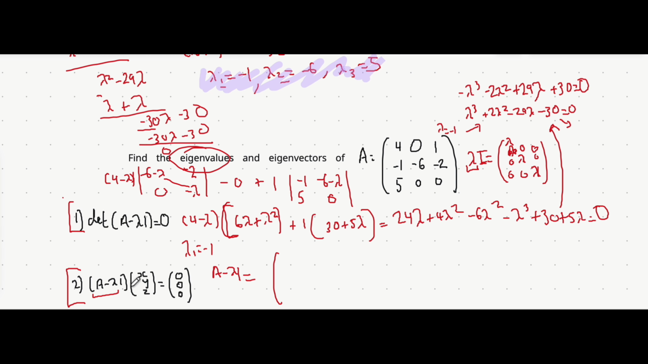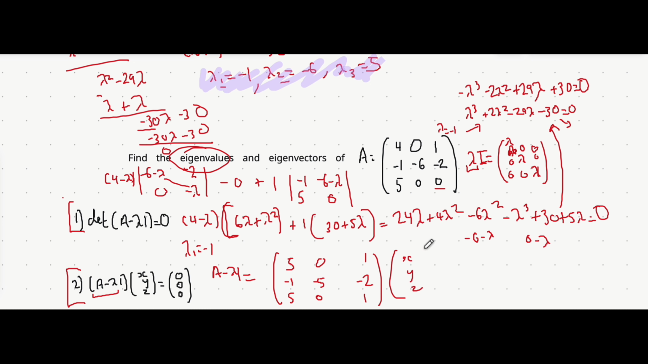So again, we're forming A minus lambda I for our bracketed matrix. 4 take away, replacing lambda with -1. 4 take away -1 is 5. And then this would be 0, this would be 1, this would be -1. -6 take away lambda would be -6 take away -1, which is -6 plus 1, so -5. And then this would be -2, this would be 5, this would be 0, because again, 0 take away 0 is 0, 5 take away 0 is 5, and then 0 take away lambda. Now in our case, again, we're replacing lambda with -1, so it becomes plus 1. All of that multiplied by x, y, z is equal to 0, 0, 0.